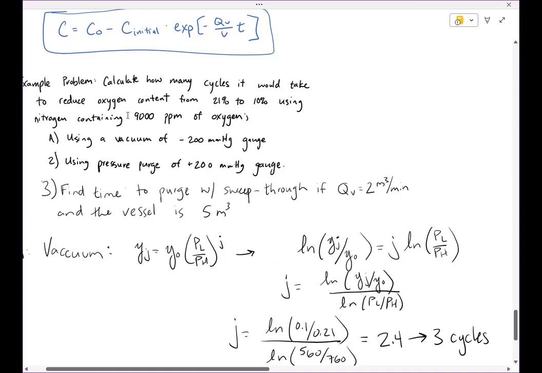So C is equal to C0. To keep in mind again, what is initial versus what is incoming. So what is incoming is going to be the 9,000 ppm. That is not, of course, a mole fraction, though. So in order to get that into a mole fraction, I need to divide by 10 to the 6.